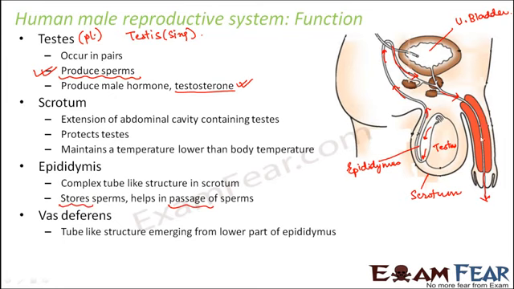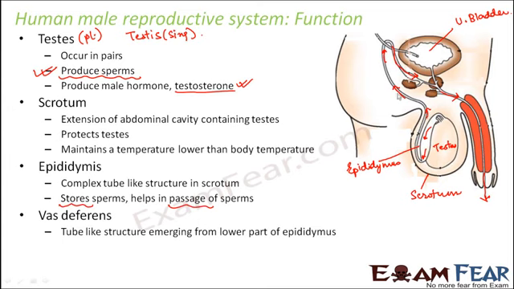Now while the sperm follows this path, quite a few things will actually join in. For example, some secretions from these reproductive glands will also join in. Something from the urinary bladder will also join the duct. So different things might join in, but basically this is the path which is followed by the sperms.